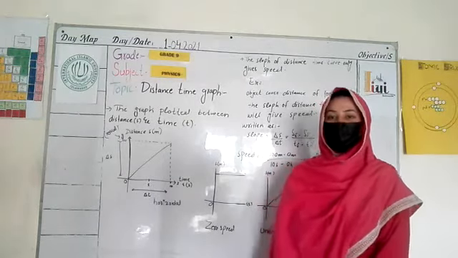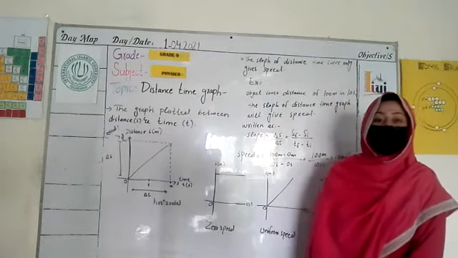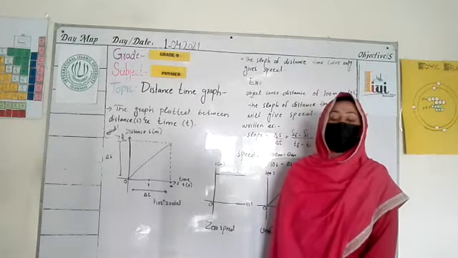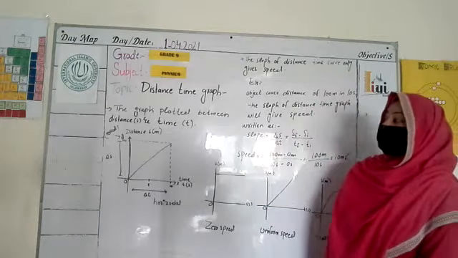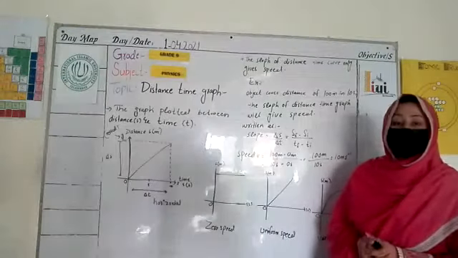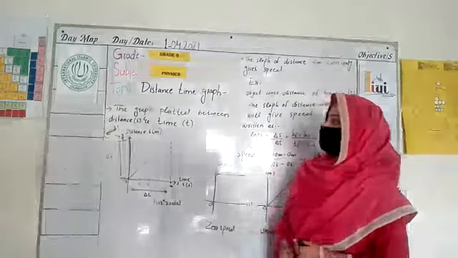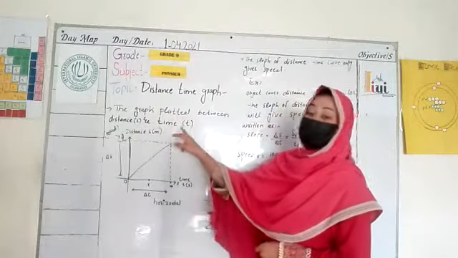We have a class of physics, and today our topic is the distance time graph. As you know, we have studied speed, acceleration, velocity, motion, and graphs, and today we study the distance time graph. What is a distance time graph? This is the proper definition: the graph plotted between the distance and the time.